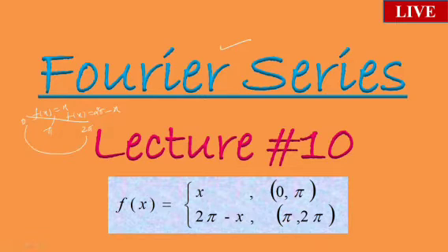Let me see how to expand this function as a Fourier series in the given interval 0 to 2 pi. Here the length of the interval is 2 pi. But the function takes the value x in 0 to pi, whereas in pi to 2 pi it takes the value 2 pi minus x. Okay. Let me see how to find the Fourier expansion of the given function.